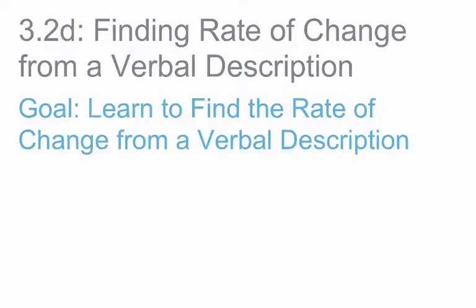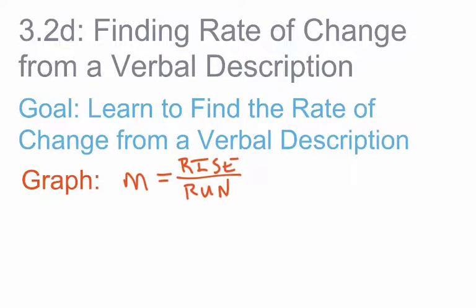Now in our previous lessons we've learned how to find the rate of change from a table, from a graph, and from two ordered pairs. So I want to review those formulas real quick so that we're all on the same page and we all know how to find those rates of change in those different types of problems. The first formula we learned was from a graph, how to find the slope from a graph. We learned that m is equal to rise over run.